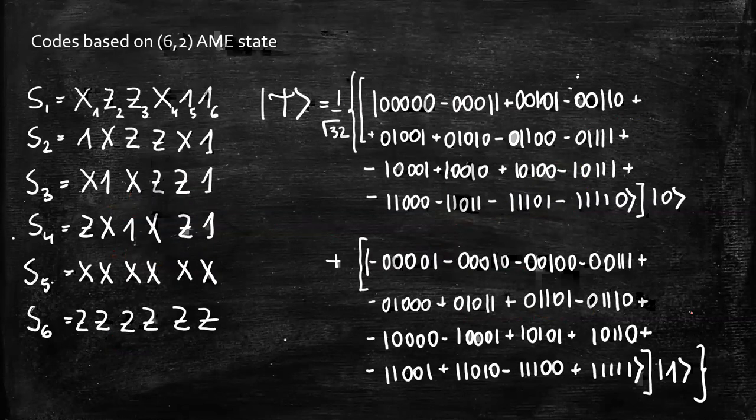And this is showing how you can use the stabilizer description to have maybe more useful intuition about how they are connected with isometries, with codes. For example, this is a particular example of an absolutely maximally entangled state. It is defined on six qubits. So here you have one, two, three, four, five, and six qubits. And this is the form of the state.